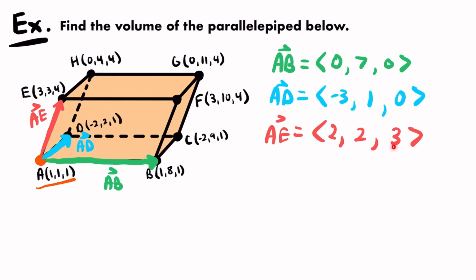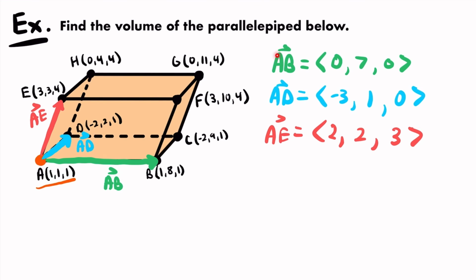Okay, so those are our 3 vectors, vectors AB, AD, and AE, from this parallelepiped that we will use to calculate its volume. These 3 vectors represent adjacent edges on this parallelepiped. Okay, and so now to calculate the volume, we just need to take the triple scalar product of these 3 vectors, and it doesn't matter what order we do that in. Okay, so I'm just going to do it in the natural order that I see here.